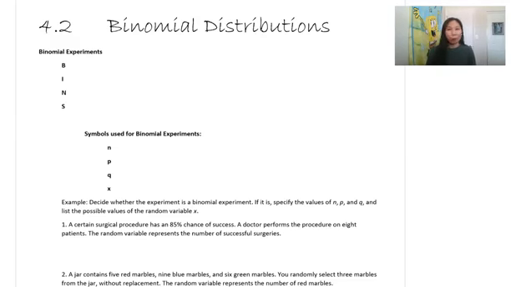Today we are talking about binomial distributions. Last time we talked about random variables and probability distributions. So today we're talking about a specific type of probability distribution. It's like this certain scenario where we would use these formulas. Binomial is what it's called.